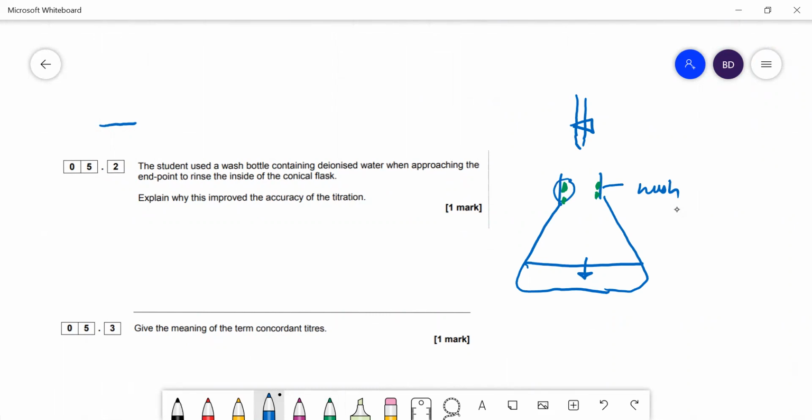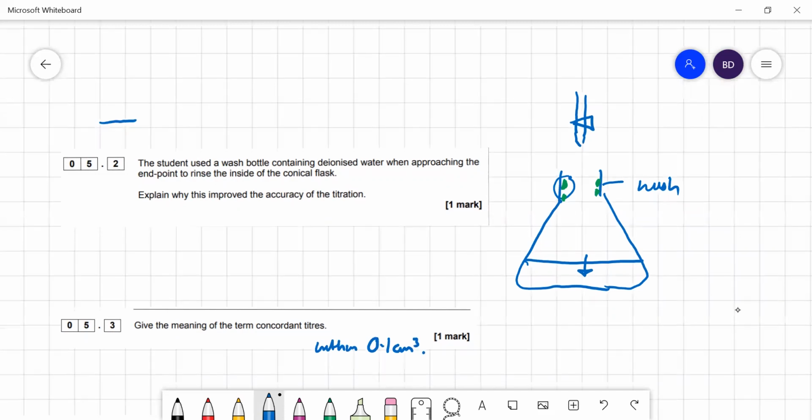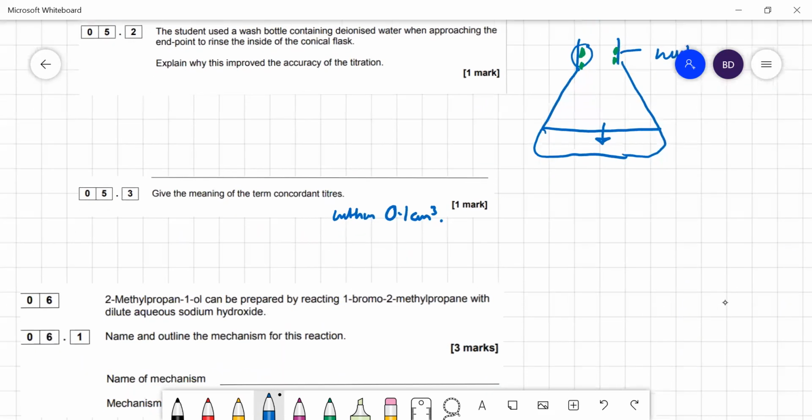Concordant titers, what does that mean? It means in agreement with each other, and that's usually taken to be within 0.1 centimeter cubed of each other. Right.